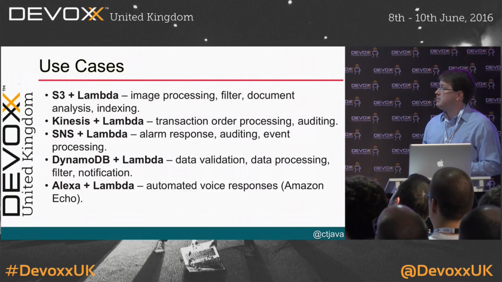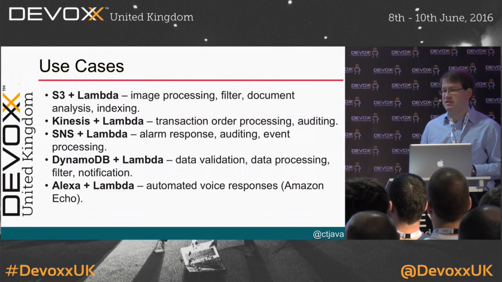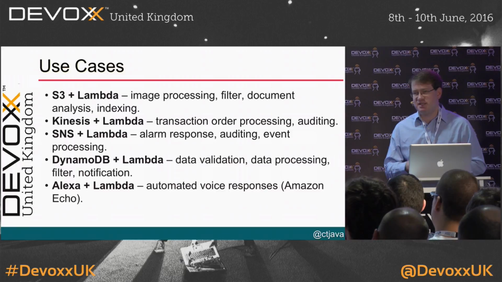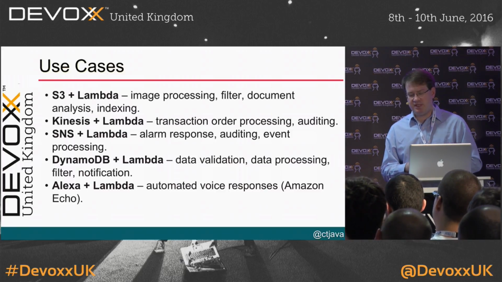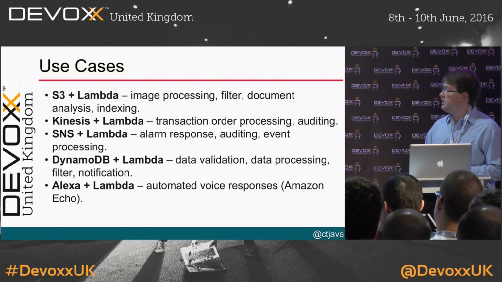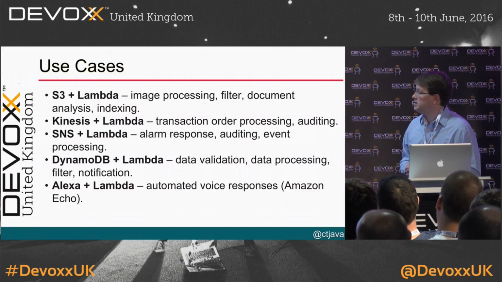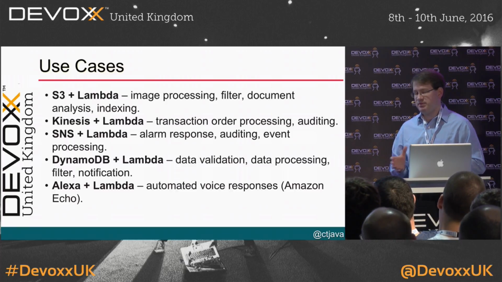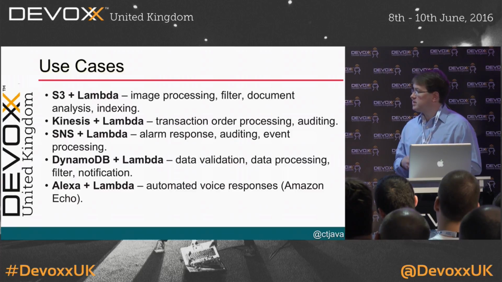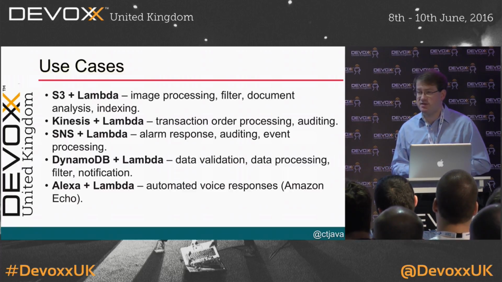So use cases for Amazon Lambda: for S3 plus Lambda, combining the two, would be like image processing. Somebody uploads a picture, you want to take a snapshot of it and save that up to a website. Filtering, document analysis. So you have an S3 bucket that somebody uploads a PDF to, and you want to implement a Lambda function which will scan over the document, extract the text, and save it out for indexing somewhere else. Lambda with Kinesis, you can use that for transaction order processing, auditing. SNS and Lambda, responding to alarms and event processing within your applications, which I'll get into a little bit later. DynamoDB is the NoSQL database that Amazon provides. With Lambda, that gives you the ability to have triggers. So if somebody inserts a record, you can have a Lambda function execute in response to that insertion.